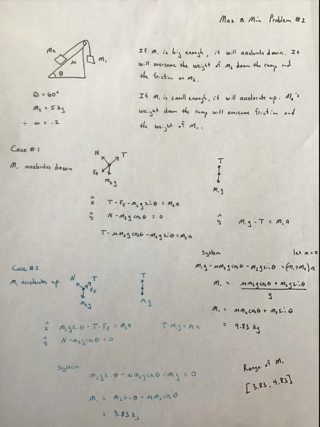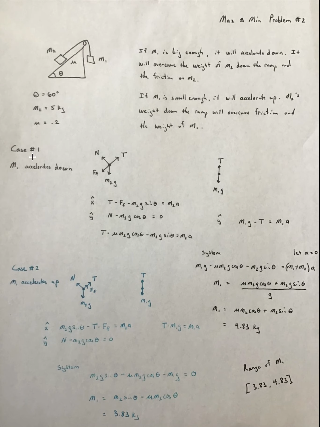So this is me kind of walking through it up here. It says that if M1 is big enough, then it will accelerate down. Thus, M2 will go up the ramp. Basically, it'll overcome the weight of M2 down the ramp and the friction on M2, which is down the ramp. If M1 is small enough, then it will accelerate up because M2's weight down the ramp will overcome its friction and the weight of M1. And so we just have to, again, look at two different cases.